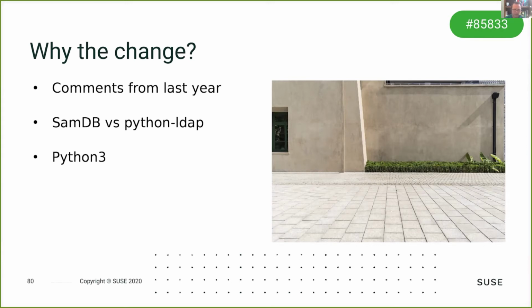Another motivation to this change was the fact that Python LDAP was a little late on its Python 3 conversion. This is no longer a problem, but last year the package was dropped from some distributions temporarily because of this lag in Python 3 support. So it was certainly an advantage to just switch over to using SamDB against Samba code.